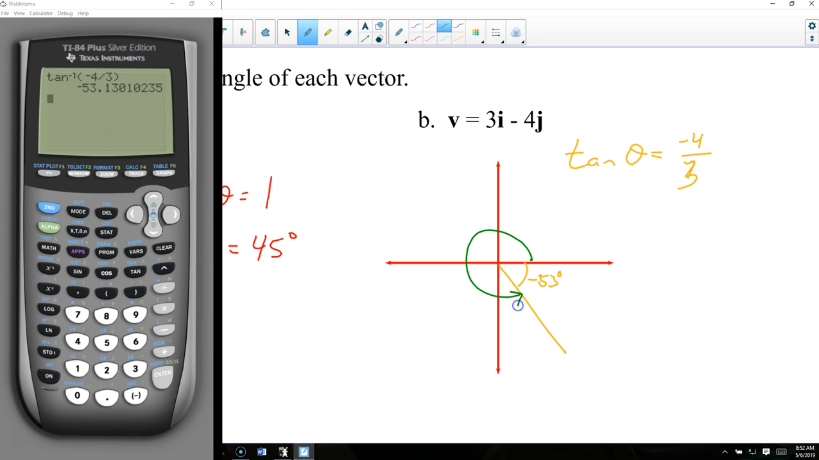So to find that angle there, I would simply take 360 minus that answer. Sorry about that, I wanted to take 360 minus the 53. And we get 306.8699.